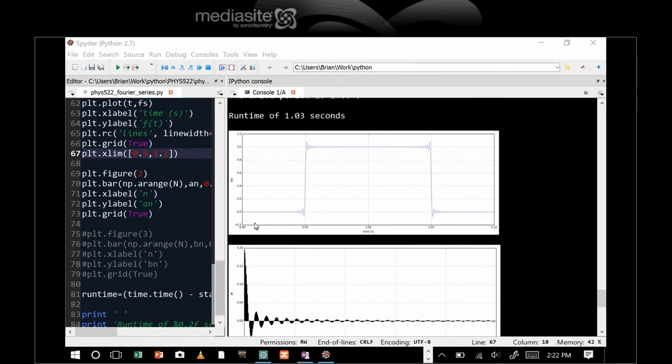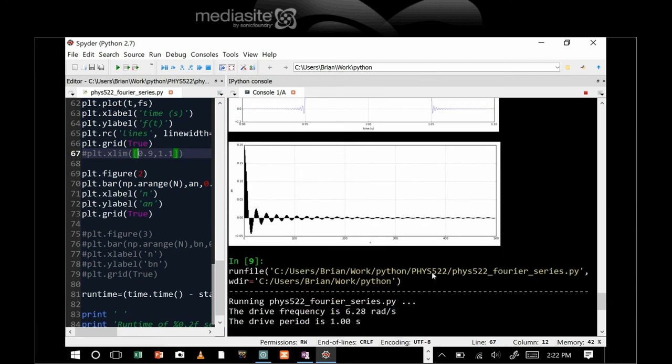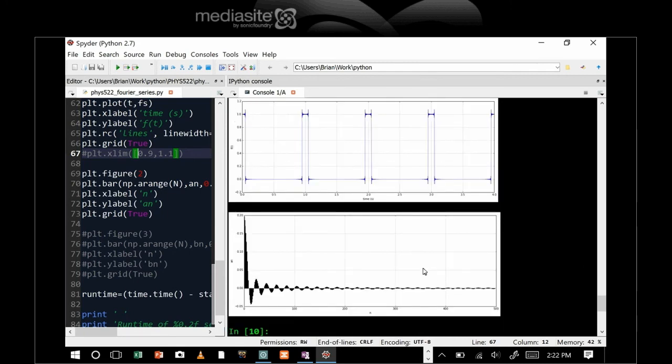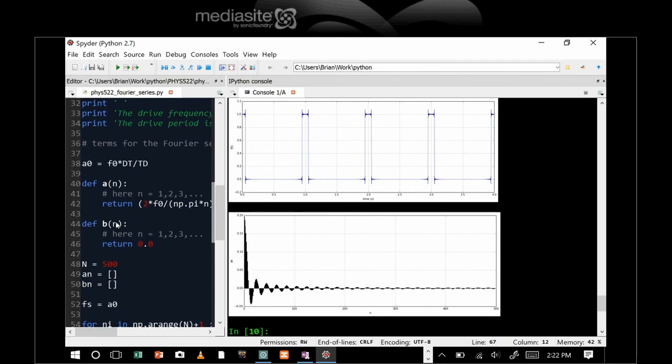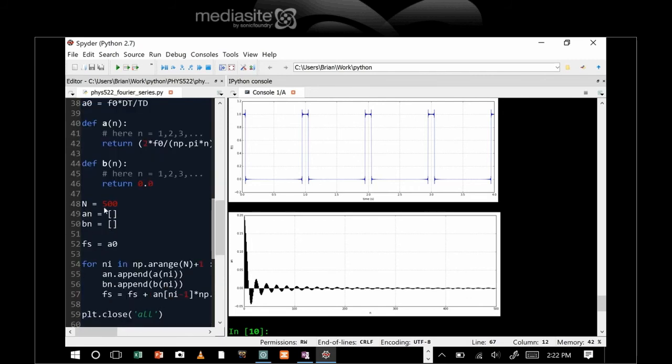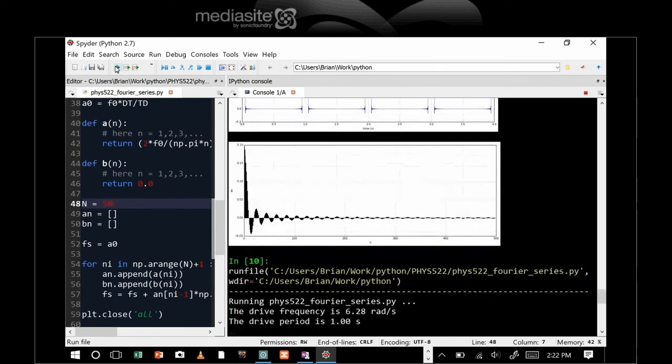So now what I want to do is let's go back. I'm going to hide this. And so what I want to do is look at this other bar graph. Again, what I'm doing here is representing this Fourier series with just 500 terms, and I got this kind of bar graph here. And let's go back to say 50.